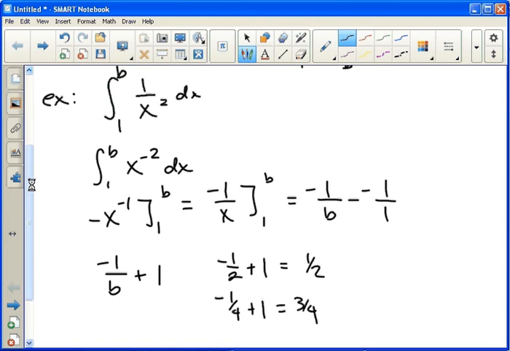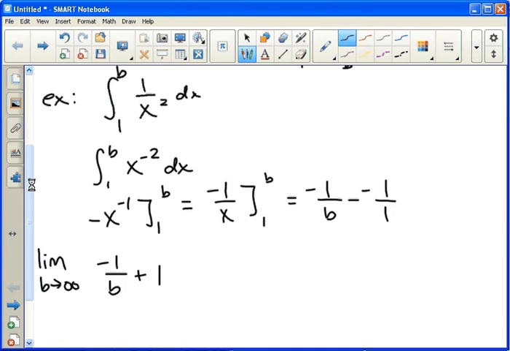So what if I wanted to find the area from 1 all the way to infinity? Well, we can't plug infinity into b, but we can take the limit as b approaches infinity. So that's how we're going to get around this problem. We can't plug infinity in, but we can take the limit as b approaches infinity. So if you do that, the b on the bottom gets huge, which means this piece right here will go to 0. 1 just stays 1. So the area from 1 to infinity would be 1.